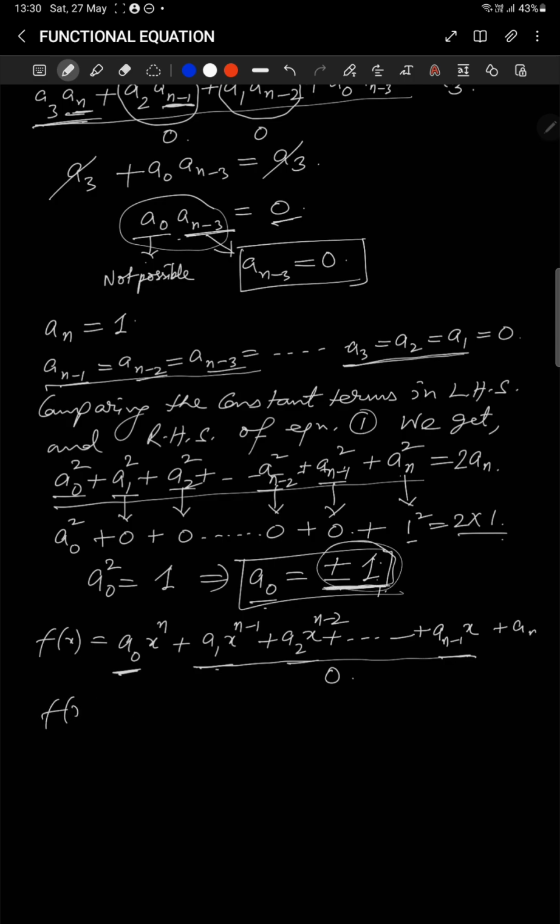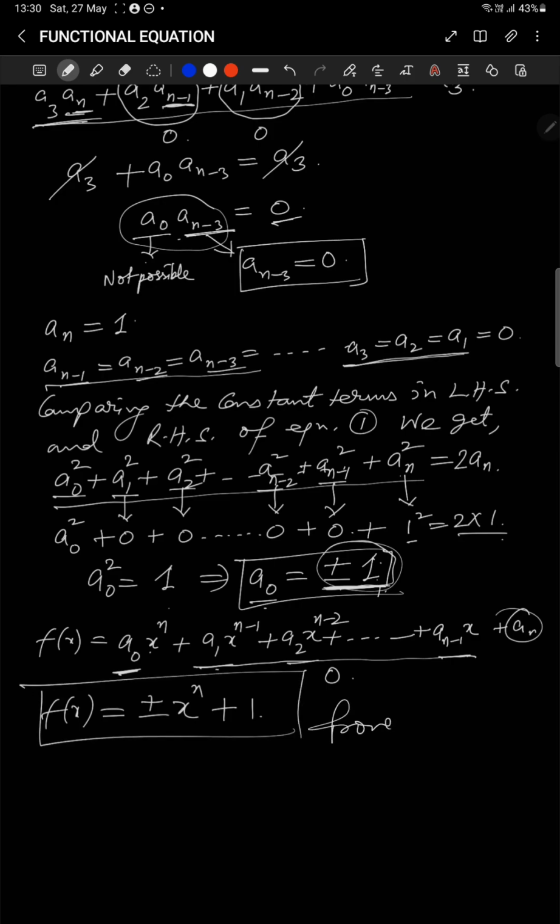So f(x) is plus minus 1 multiplied by x to the power n, which will give you x to the power n, and a n was calculated earlier as 1. So are you finding we have got the result? I hope you all have understood.